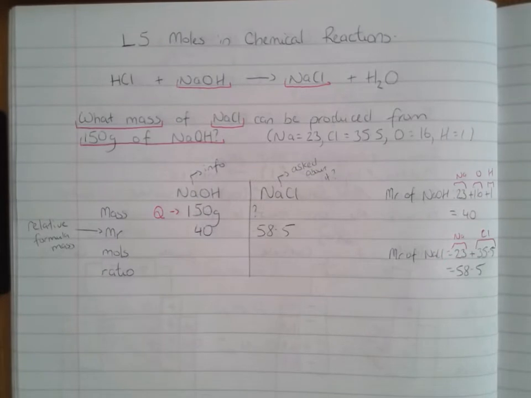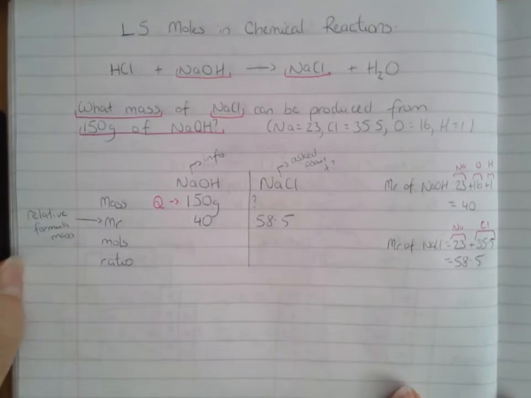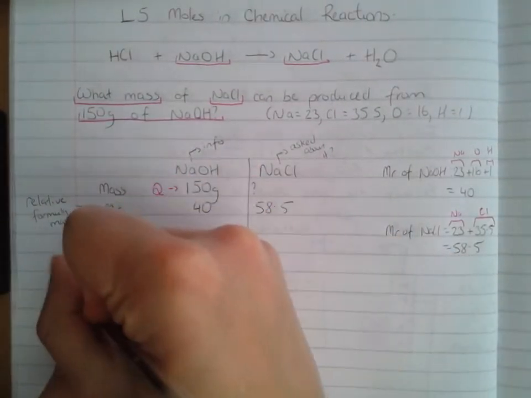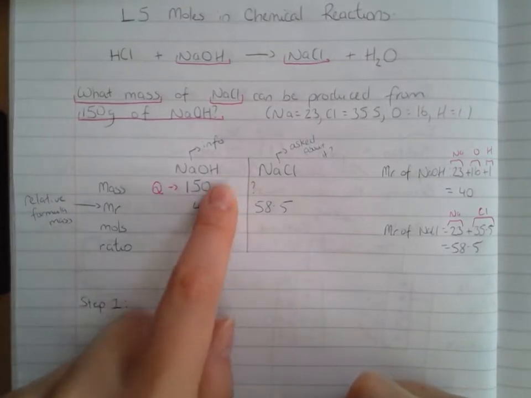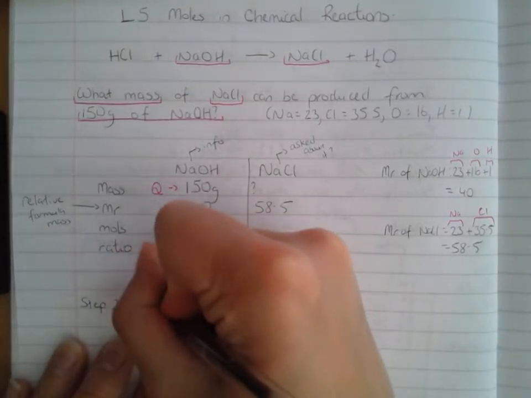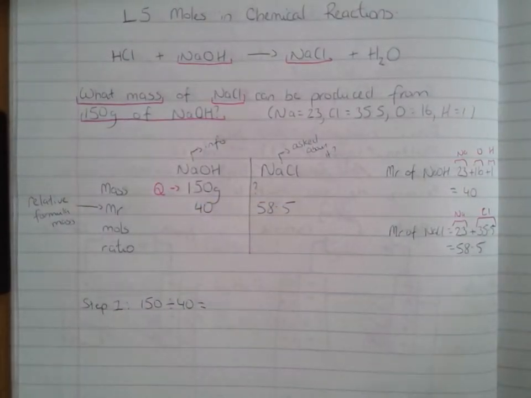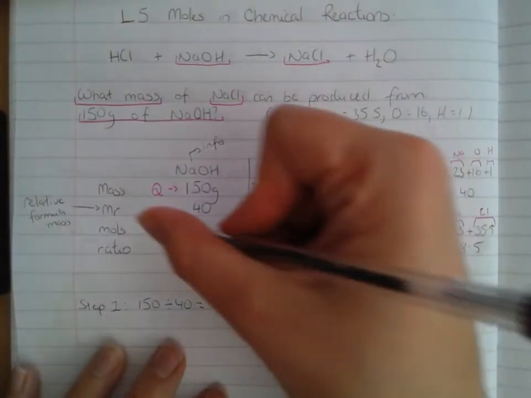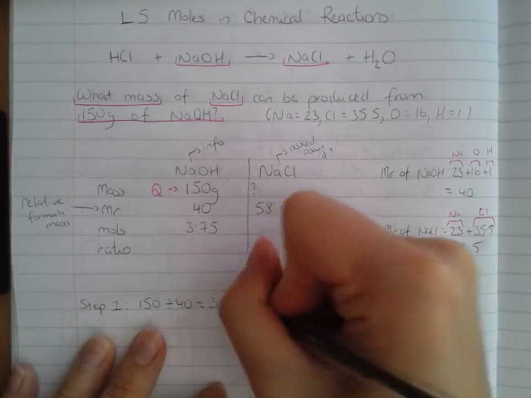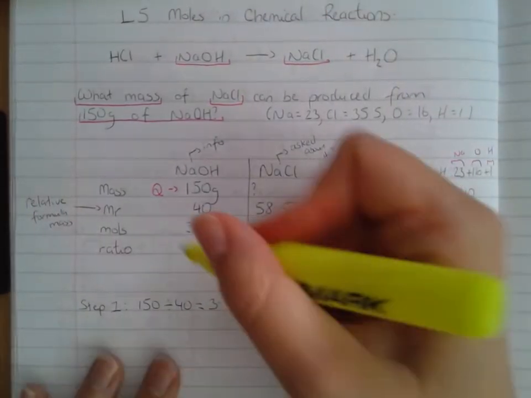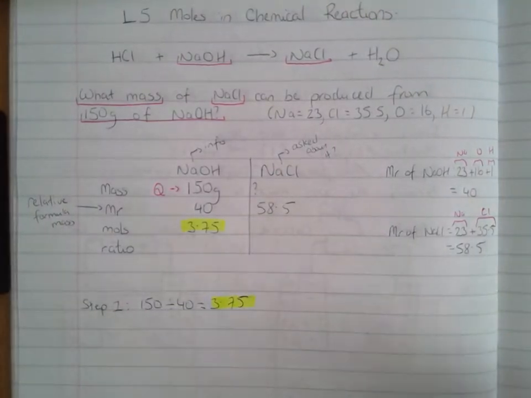The next step is the step that you would have completed for homework. It is finding moles of NaOH, and this is what I'm calling step 1. And to find moles, it's always mass divided by formula mass. So it's going to be 150 divided by 40. I'm going to round my answer to 2 decimal places, which is going to be 3.75. And I'm filling that into my table. 3.75, there's where I've done the calculation, 3.75.